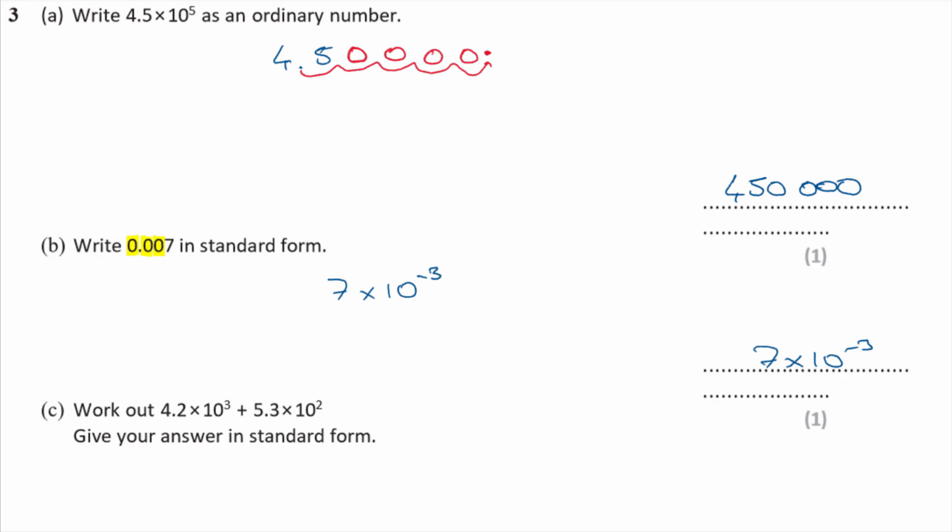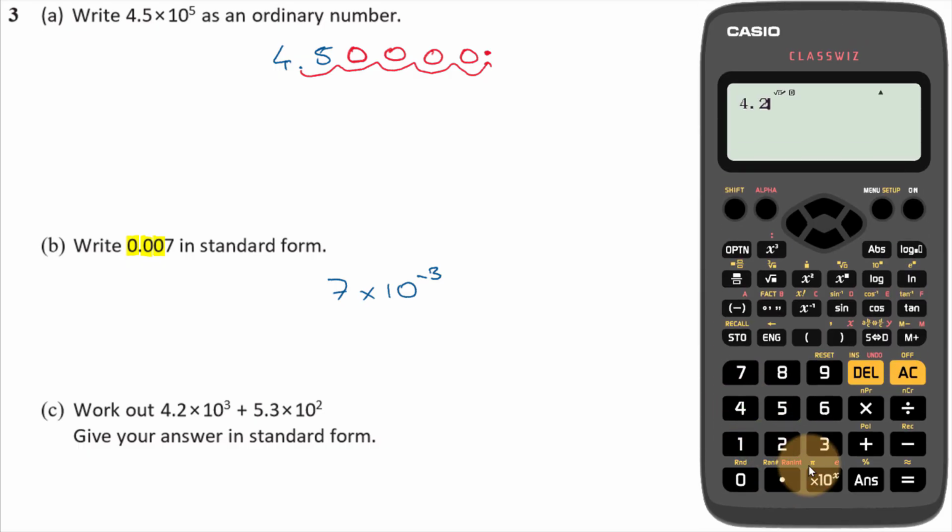Work out 4.2 times 10 to the 3 plus 5.3 times 10 to the 2. Give your answer in standard form. It's really easy with a calculator. You just have to type it in. So 4.2. You've got this exponent key down here with times 10 to the x written on it.